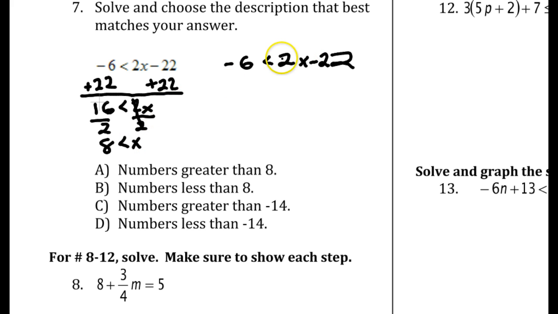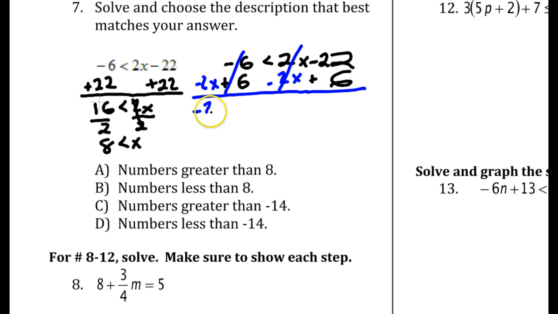Okay. Likewise, I could move all the numbers to the right-hand side. So I'm going to add 6 to both sides. That's generally what we do. But I'm also going to be subtracting 2x on both sides, so I have the variables on the left. So I have -6, plus 6 is 0, and 2x minus 2x is 0. Now I have -2x on the left. Bring down the less than.